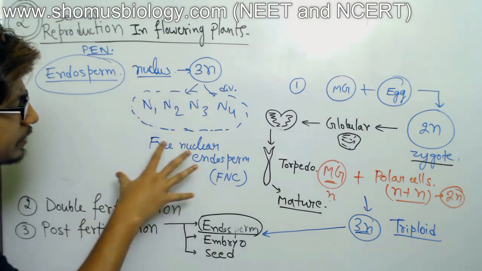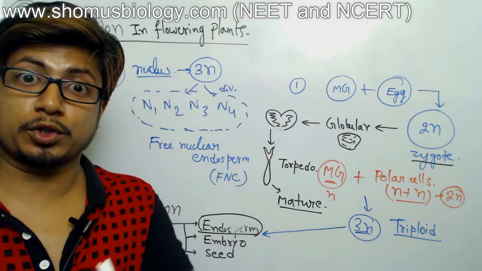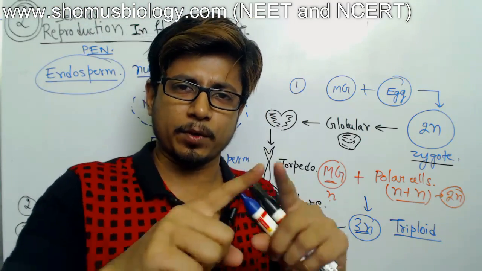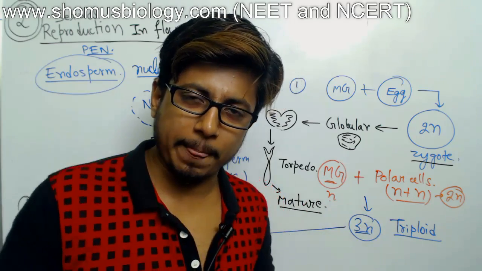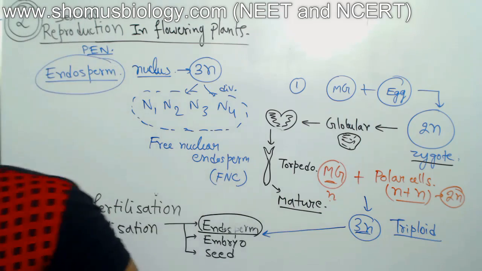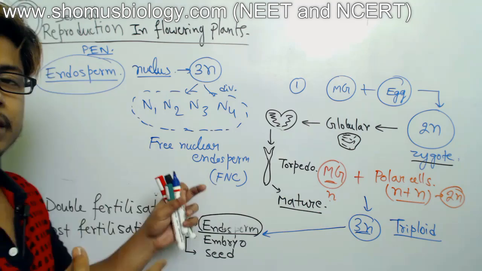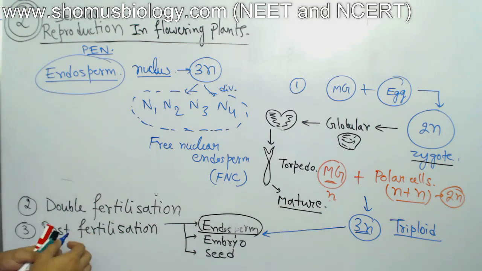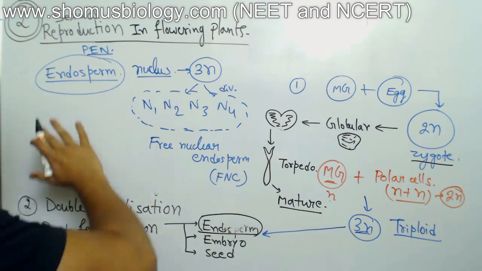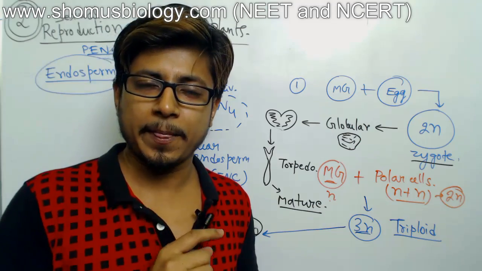Now not all this free nuclear endosperm will remain as it is. This free nuclear endosperm is converted into another compact form by providing a cell wall surrounding each nucleus, and that form will be known as the cellular endosperm. So what happens here? This whole event, the development of endosperm, is very clear in coconut.